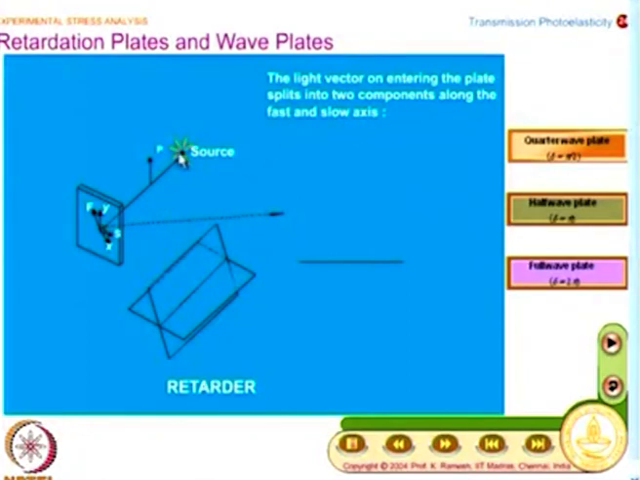So, what we saw is I have natural source of light which becomes plane polarized, hits the model, and then on the front surface it splits into two components. Let us see the two components. Is the idea clear? I send a vibration A cos omega t.